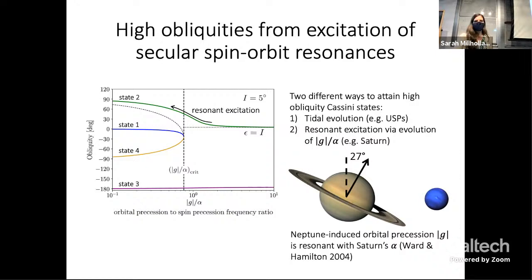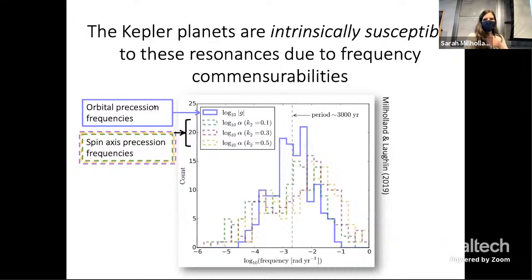So just to reiterate, if these planets start out with a G over alpha ratio that's out here, and then this G over alpha ratio evolves, then they can get naturally resonantly excited to higher obliquities. And we showed that these close-in Kepler multi-transiting systems are highly susceptible to this obliquity-exciting resonance. That is because it just so happens that the typical orbital precession frequencies that I'm showing with this blue histogram tend to have very similar values to the spin axis precession frequencies that I'm showing with these dashed histograms. So as these systems encounter these resonances while the G and alpha frequencies evolve early on, they can evolve into these secular spin-orbit resonant encounters that pump these large planet obliquities.